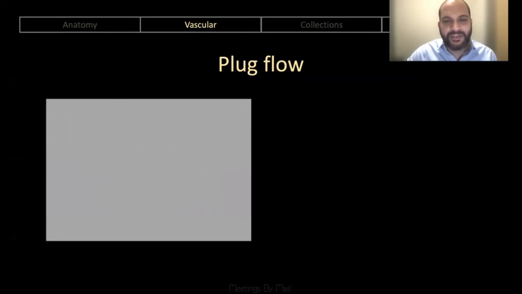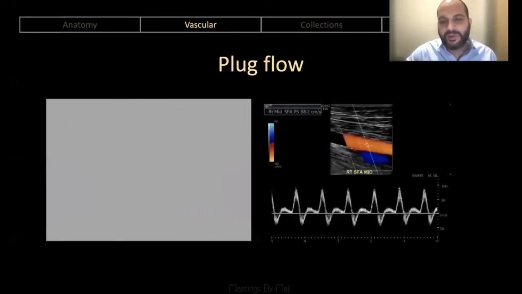How does that relate to what we see on spectral? Well, in spectral Doppler, you can see this narrowing of the spectral window. You can almost trace it with a pencil because everything is going the exact same speed at the exact same time. So you get this really thin spectral window.